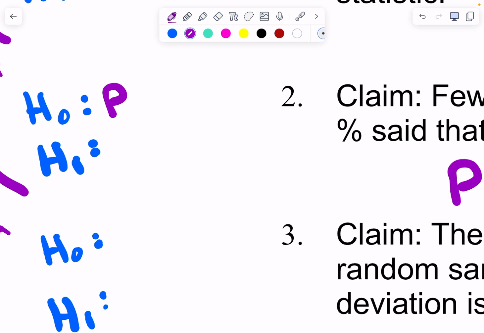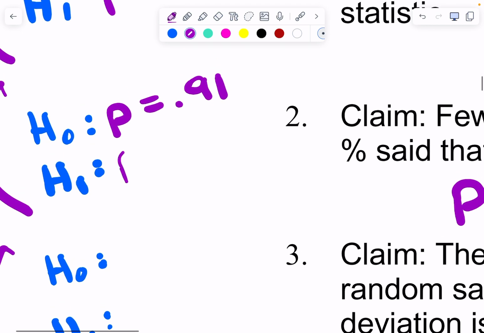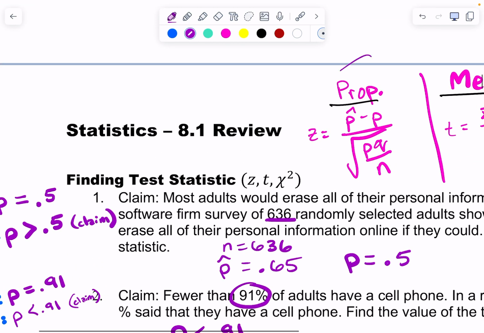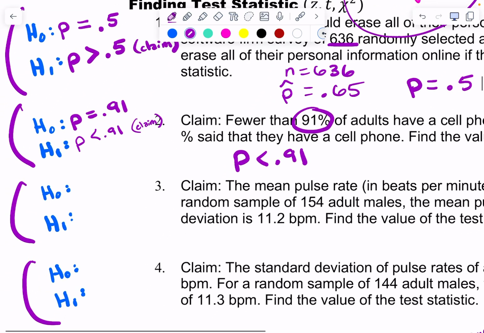Your H naught is always equal to 0.91. Always equal. Okay, my claim is that it's less than 0.91, less than 91%. This is what I am claiming. So my claim goes with the bottom one. Then we crunch all the numbers, we do all the things, you plop everything into this formula, and we come up with an answer, right? But that's what my hypotheses would look like. Equal to 91% and less than 91%.